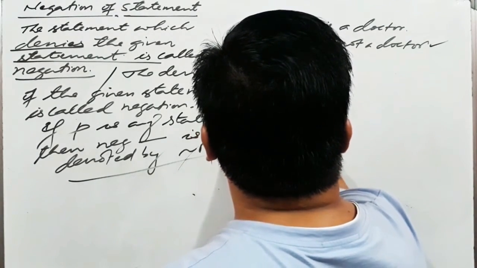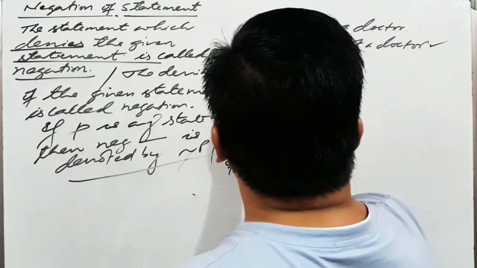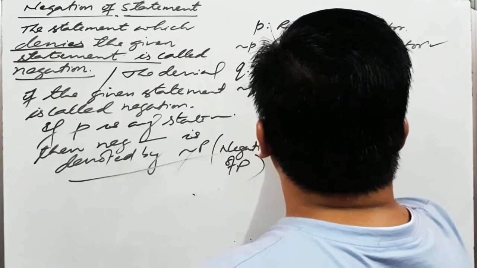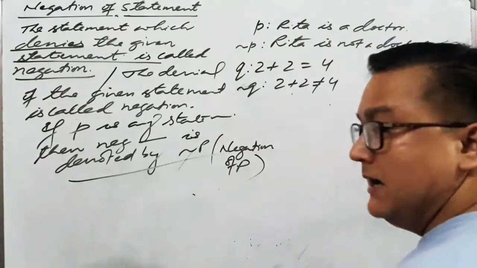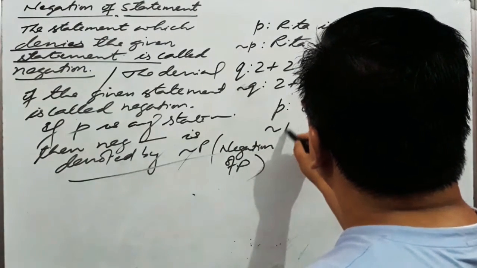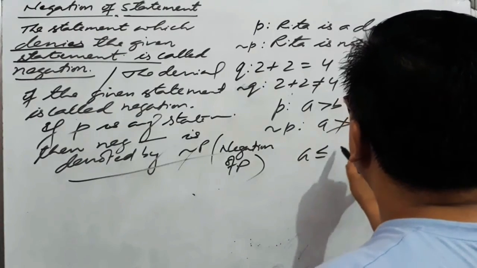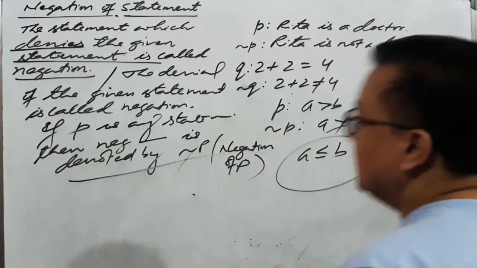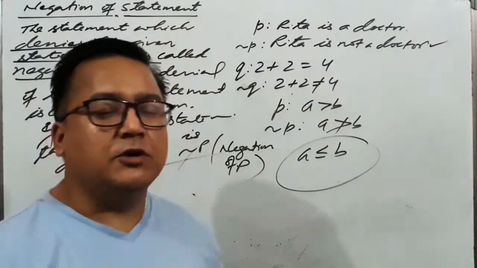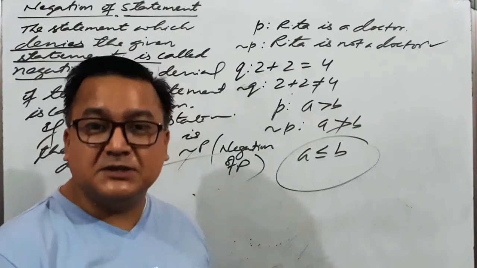Suppose there is any statement Q, 2 plus 2 equals 4. Then we will write the negation of Q as 2 plus 2 is not equal to 4. If A is greater than B, then the negation of P will be A is not greater than B. Or you may write it as A is less than or equal to B. This also fulfills the negation of the statement. I'm pretty sure you are clear about the negation of a simple statement.